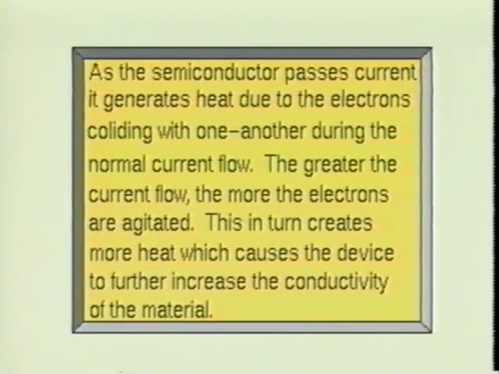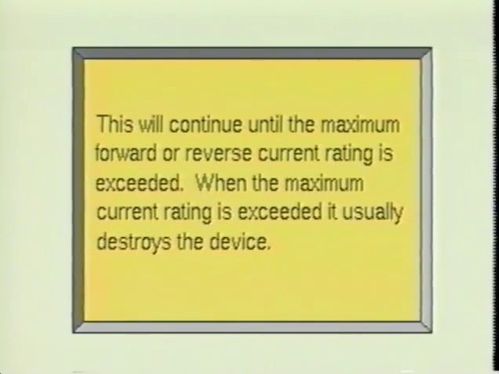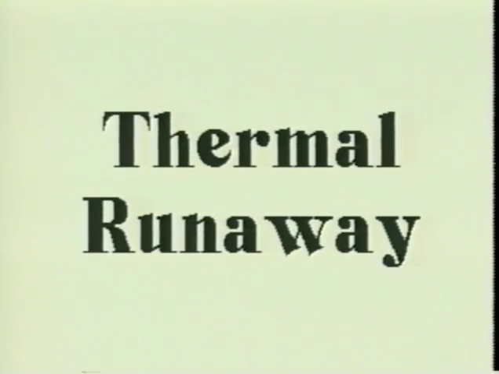As the semiconductor passes current, it generates heat due to the electrons colliding with one another during the normal current flow. The greater the current flow, the more the electrons are agitated. This in turn creates more heat, which causes the device to further increase the conductivity of the material. This will continue until the maximum forward or reverse current rating is exceeded. When the maximum current rating is exceeded, it usually destroys the device. This phenomenon is referred to as thermal runaway. Transistors are more susceptible to this effect than diodes.